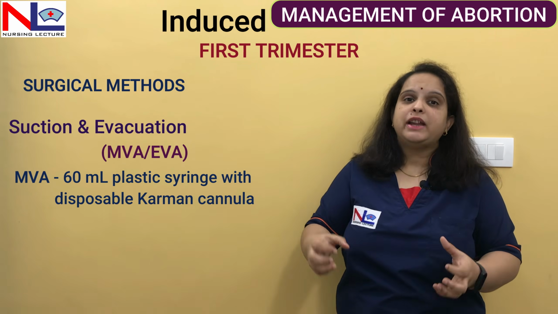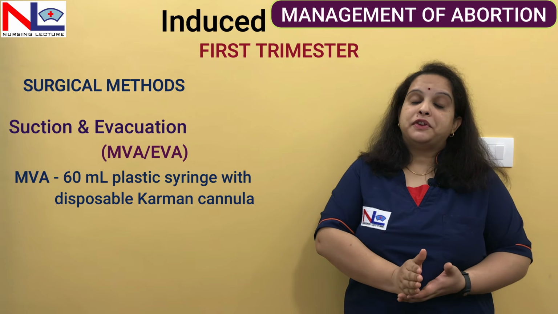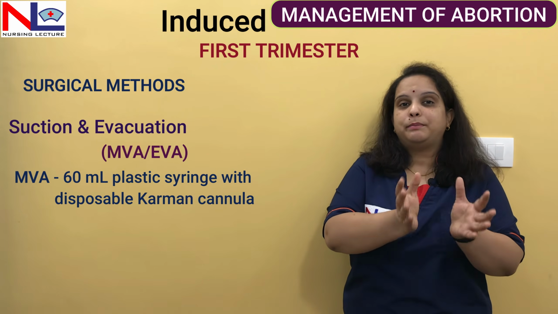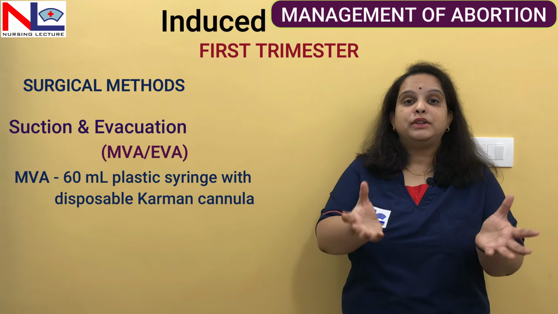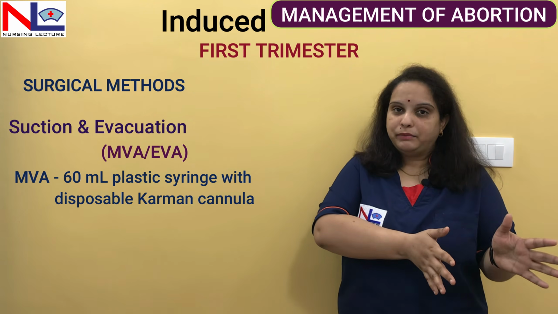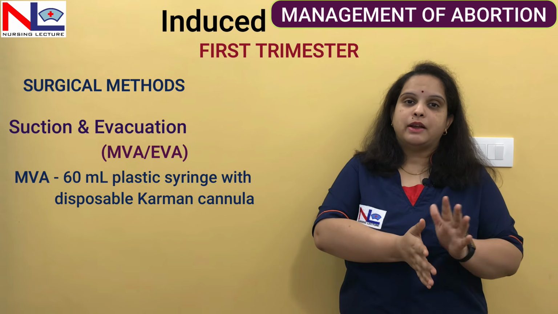the content. So suction and evacuation is the surgical intervention where we can suck out all the conceptus, the products of conception, from the uterine cavity and evacuate it and make it empty. So this is the surgical intervention that we can do in the first trimester.